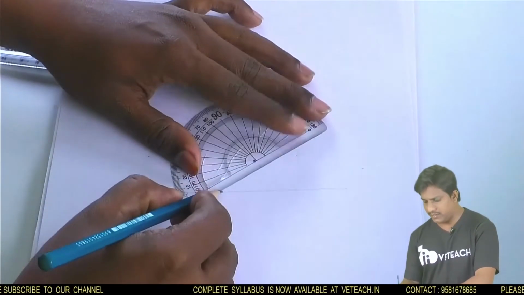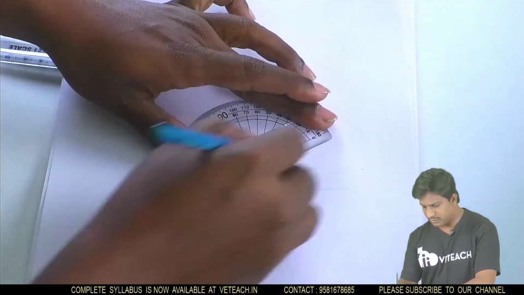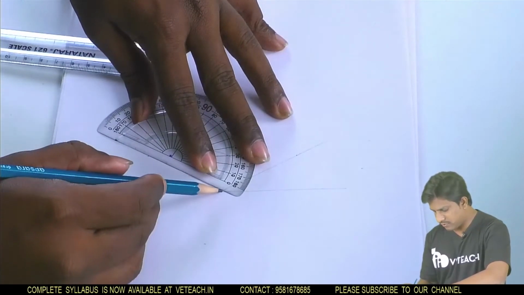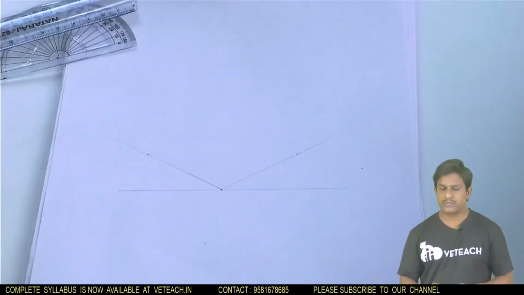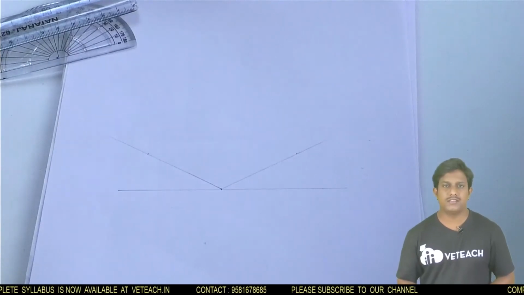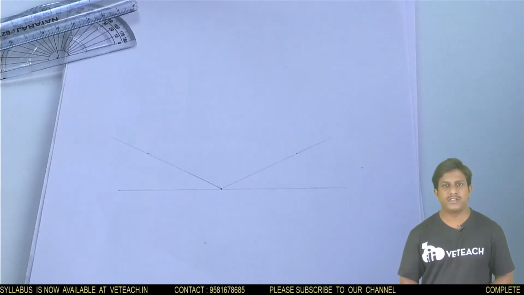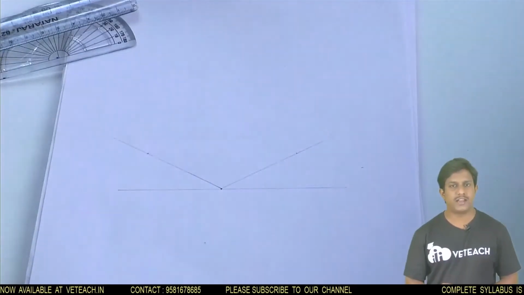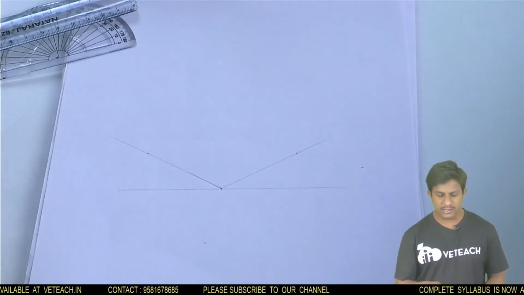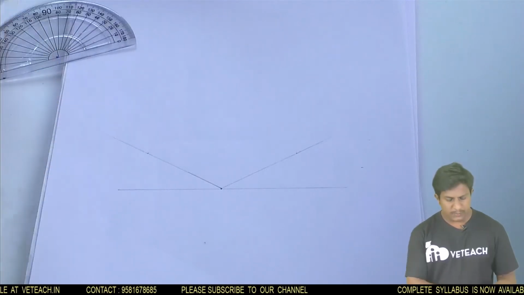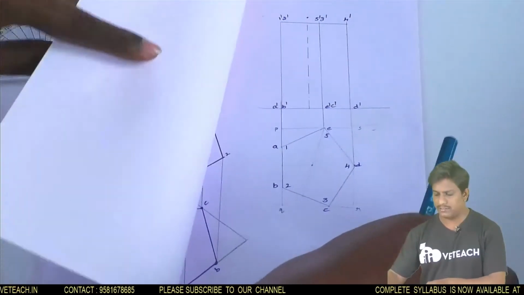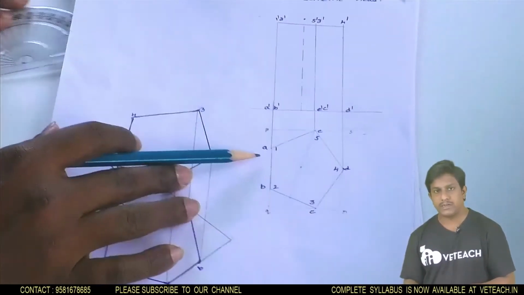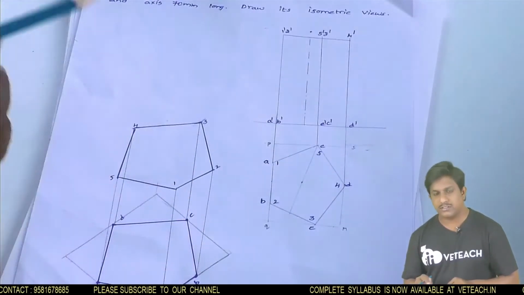Keep an angle of 30 degrees. This is how we have to start the three-dimensional isometric diagram, with an angle of 30 degrees to the right and 30 degrees to the left. Now I need to project all the rectangle points, that is the pentagon rectangle points, on this 30 degrees angle.